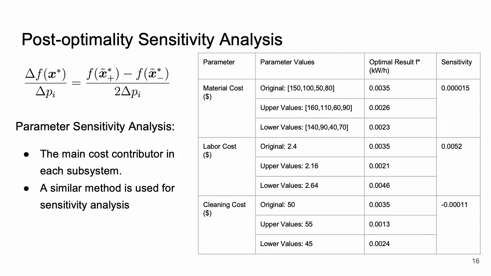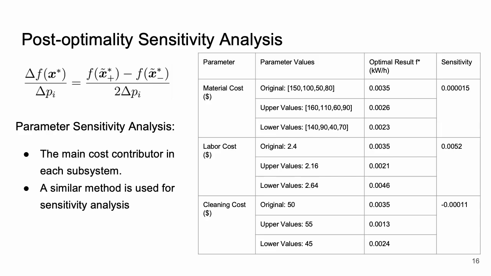So now we do the parameter sensitivity analysis here. We have chosen the material cost, the labor cost, and also the cleaning cost as the parameters to analyze because they are the main cost contributors in each subsystem. So for the material cost, we use plus and minus 10 to alter the parameter values. And for the labor cost and cleaning cost, we use plus and minus 10%.